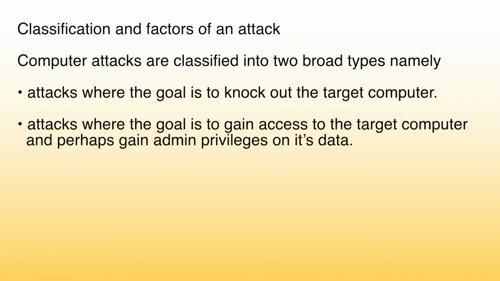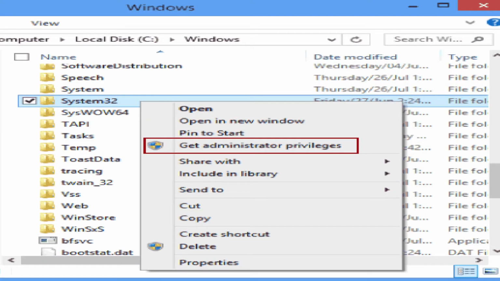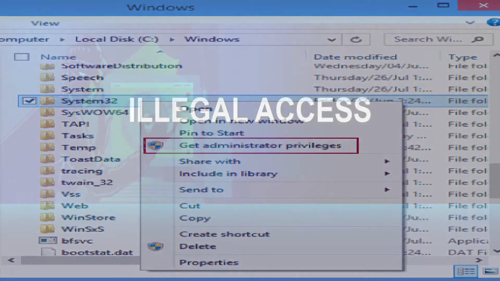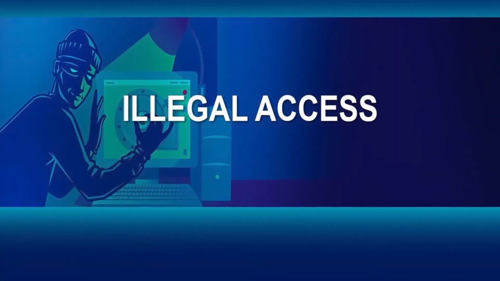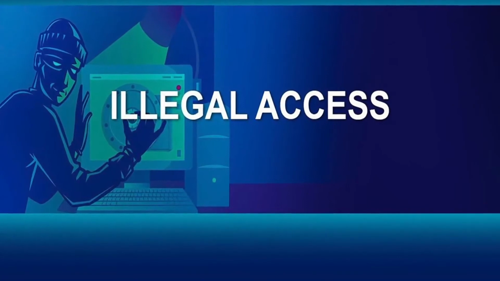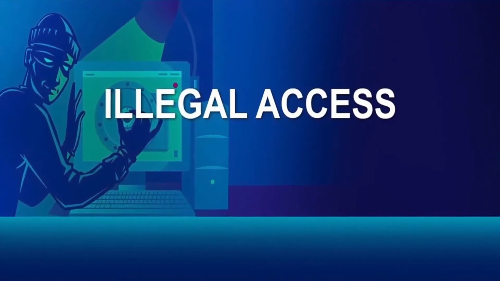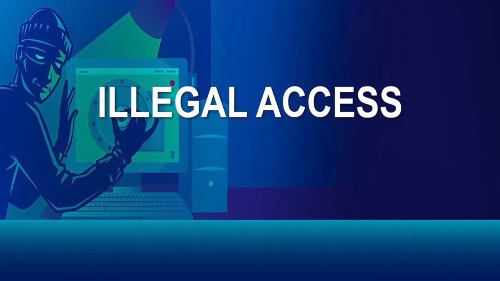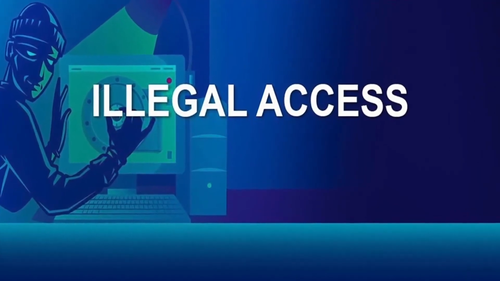Now let us see the classification and the factors of an attack. Computer attacks are classified into two broad types, namely attacks where the goal is to knock out the target computer, and attacks where the goal is to gain access to the target computer and perhaps gain admin privileges on its data. Computer attacks are due to three main factors, namely illegal access to compromise the target system, and gains to an attacker such as information stored in the system or the total control of the system.